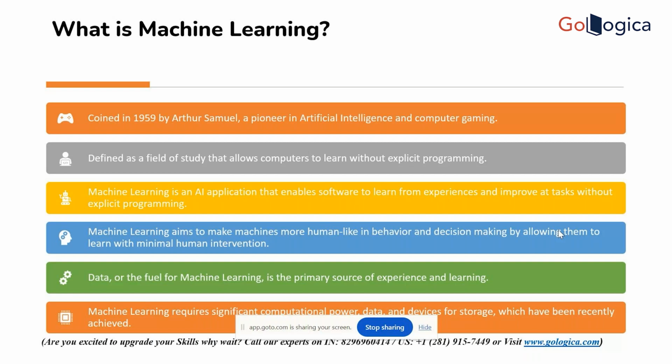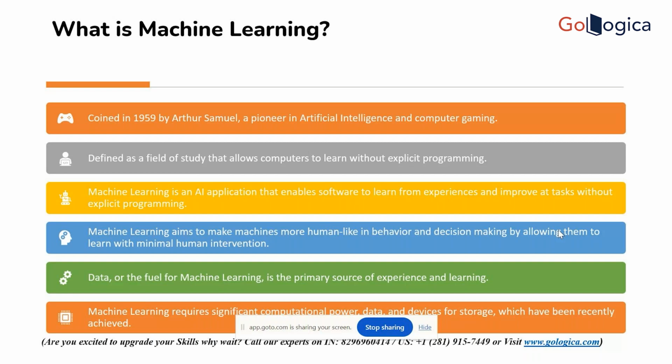Thus, we can say that machine learning is a study of making machines more human-like in their behavior and decision making by giving them the ability to learn with minimum human intervention, that is, without explicit programming. Now, the question arises, how can a program attain any experience and from where does it learn? The answer is data. Data is also called the fuel for machine learning, and we can safely say that there is no machine learning without data.